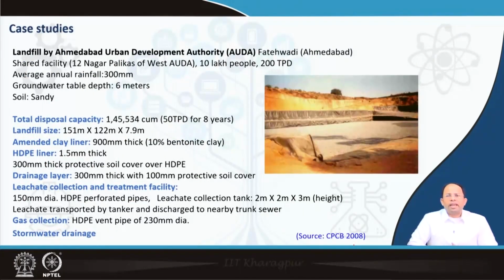Now coming to 2 case studies, we will first discuss this landfill by the Ahmedabad Urban Development Authority at Fatehwadi in Ahmedabad. It is a shared facility of 12 Nagar Palikas of West Ahmedabad Urban Development Authority. It serves 10 lakh people every day. Around 200 tons of waste comes to this landfill site. The annual rainfall of the site is 300 millimeter, groundwater table depth is 6 meter, and the soil is sandy.